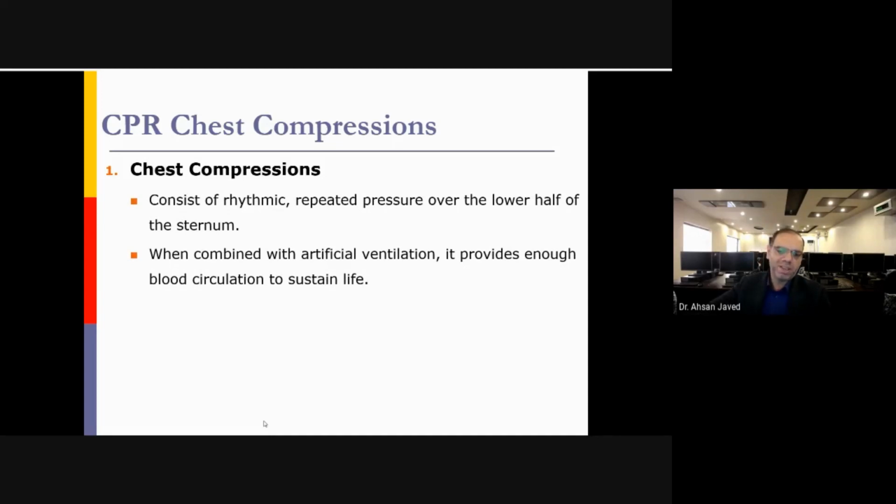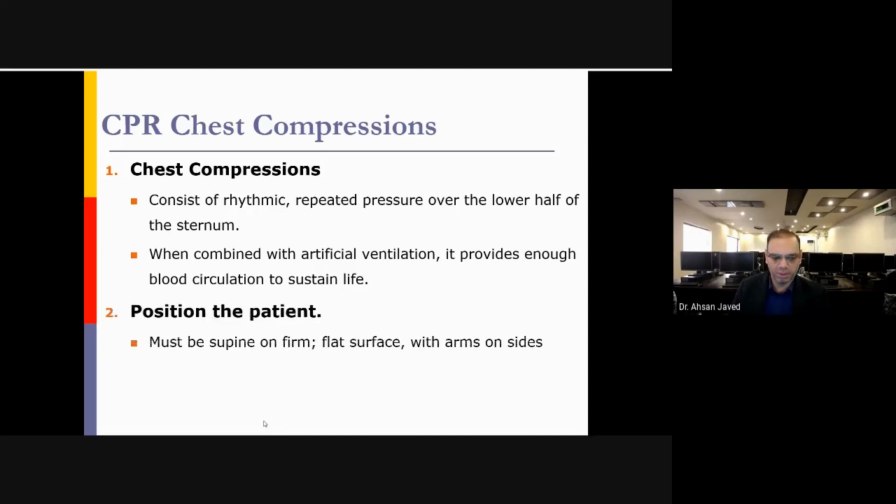When combined with artificial ventilation, it provides enough blood circulation to sustain life. As I mentioned before, if you are only left with the option of mouth-to-mouth rescue ventilation, then it's up to you whether to go with the ventilations or not, because of the risk of disease contamination or transmission from that injured or unconscious person. If you do not wish to give rescue ventilation, you can continue with the new approach: chest compressions only, because with chest compression some amount of air exchange is still mechanically possible at the level of the lungs.